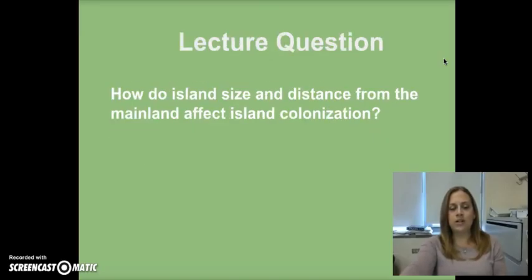So I would like you guys to answer this question in your own words, and it's just, how do island size and distance from the mainland affect island colonization? So again, in your own words, and please send me a message via the class website summarizing this idea of island biogeography. Thanks, guys.